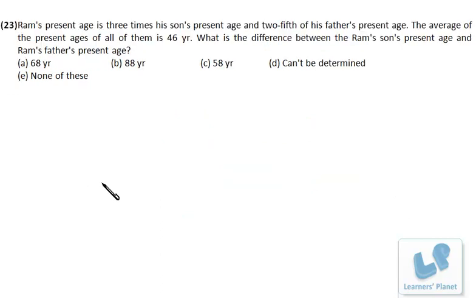Now let's see this problem based on ages of 3 persons. Ram's present age, I just write Ram, his son, and Ram's father, right? Now Ram's present age is 3 times his son's present age. So suppose this is x, so it will be 3x. And 2/5 of his father's present age, that means his father's age is 5 by 2 of this. So it's 3 into 5 by 2 x, right?